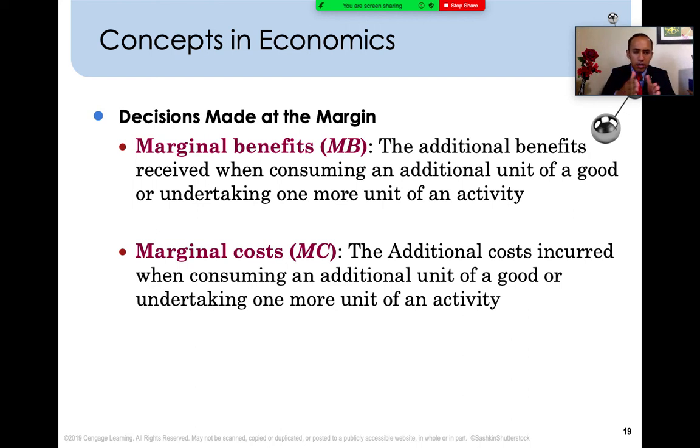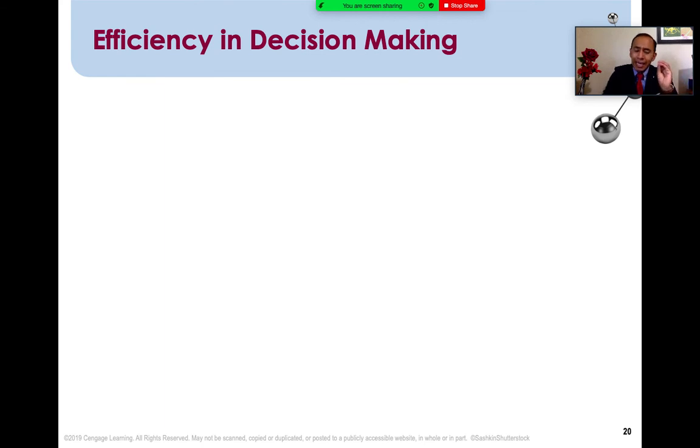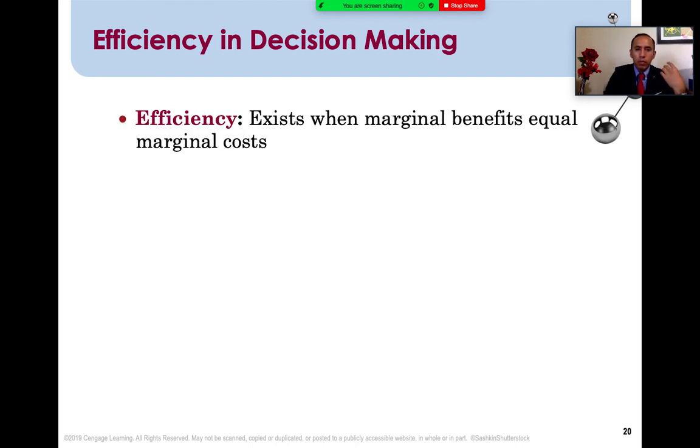The marginal benefit is the additional benefit received from an activity, and marginal cost is the additional cost incurred from the activity. In effective decision making, or if we make decisions efficiently, we're looking to maximize our net benefits, so our marginal benefit should be greater or equal to our marginal costs. Efficiency exists exclusively when the marginal benefits are greater or equal to the marginal cost of any activity, whether it's consumption or engaging in any activity.